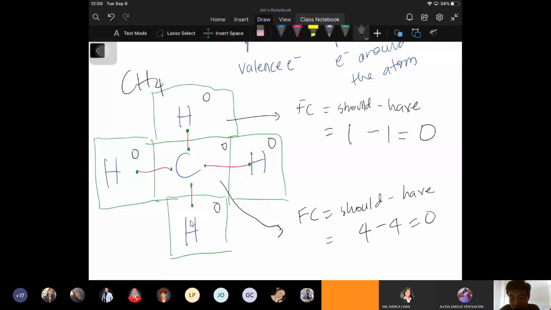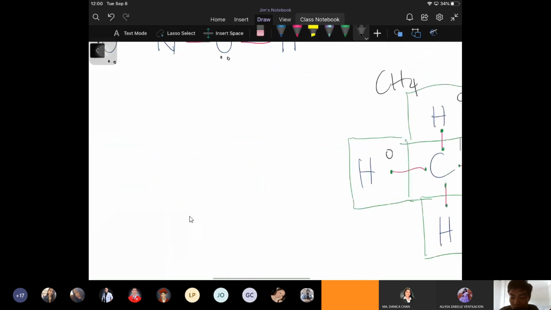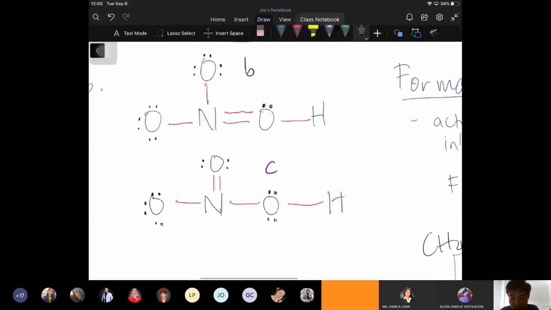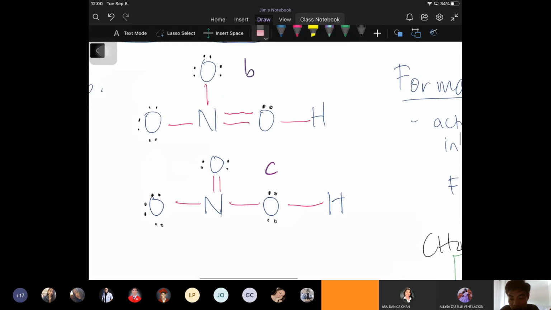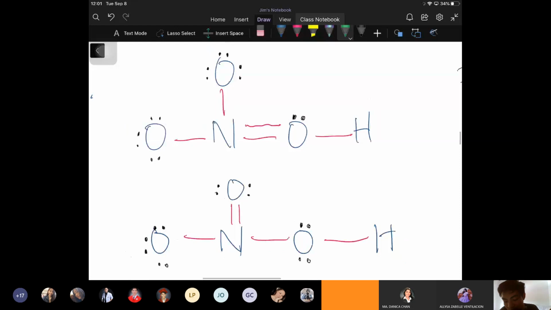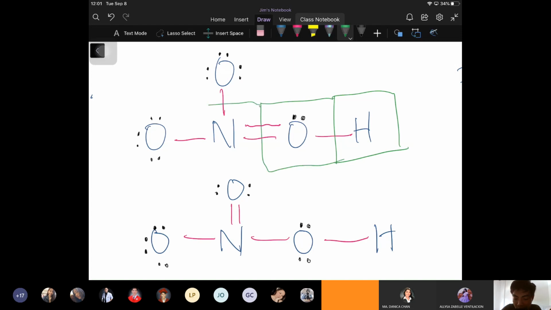So, yan. Ano naman connection yan, sir, dito? Ayan yung gagawin natin. We are going to get the formal charges of these two molecules. So, ano gagawin natin? Dito naman tayo mag-focus. Gawan natin ng boxes yung atoms. Sir, do I have to do boxes talaga? Kailangan ko ba talaga mag-draw ng box?